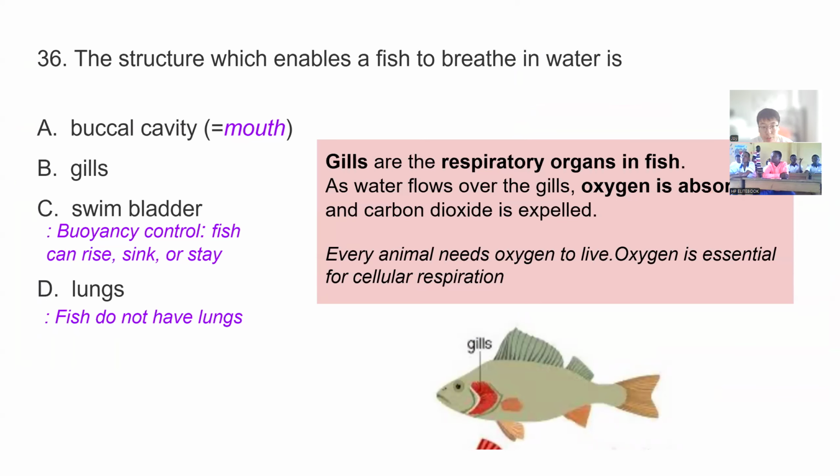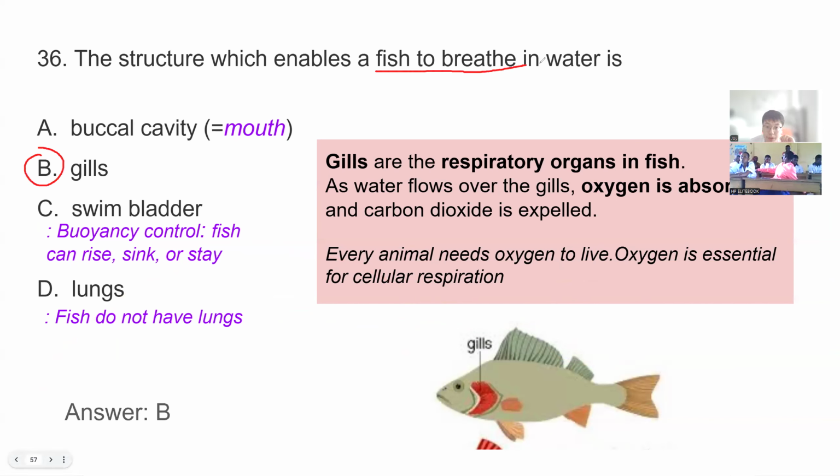Next question, the structure which enables a fish to breathe in water: is it the buccal cavity? Is it the gills? Is it the swim bladder? Or is it the lungs? I think I heard B first. And if you said B, that is correct.